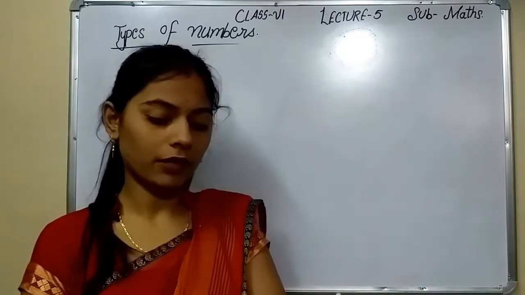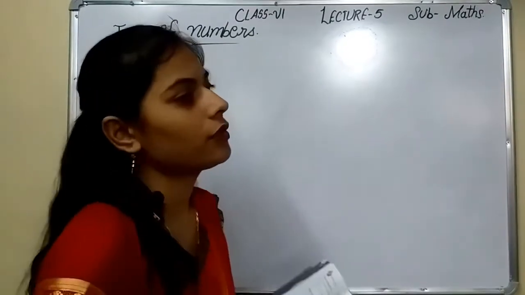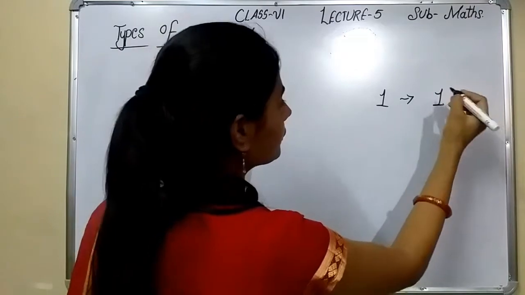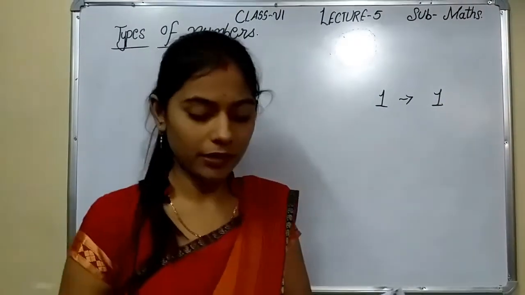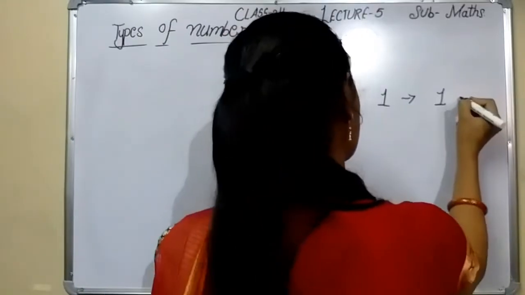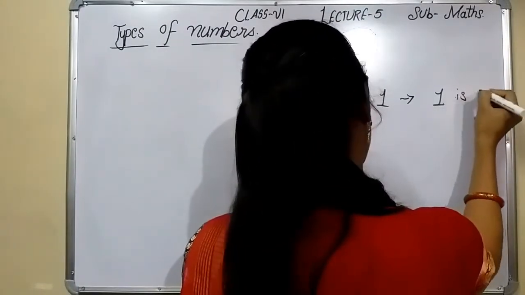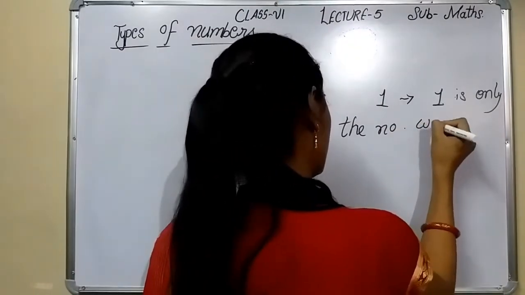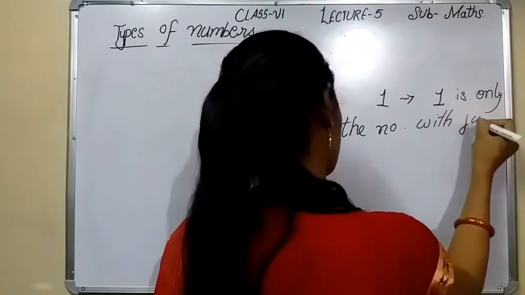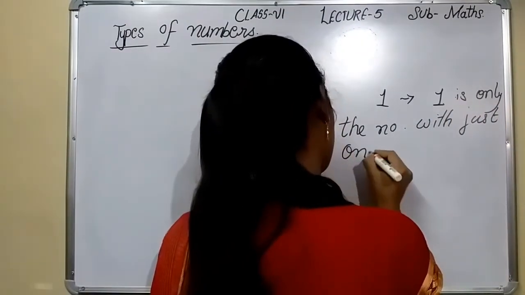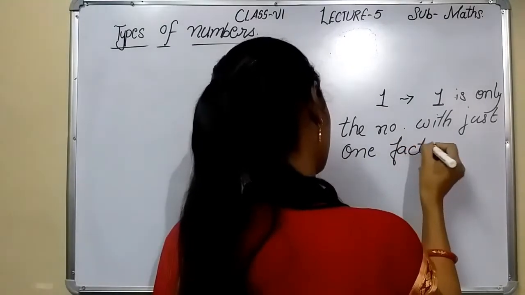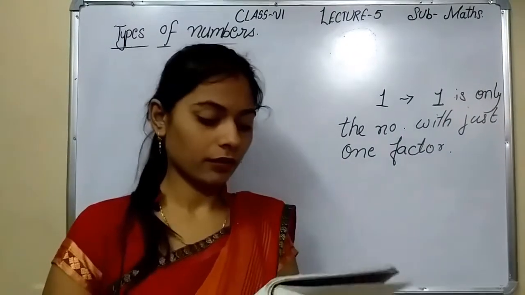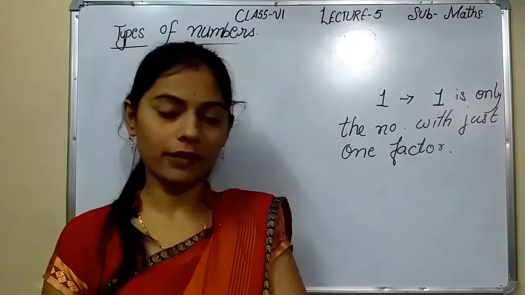There is only one number with just one factor, that is 1. See, as you already know, 1 is the number that has only one factor. It has no other multiple. You already know that 1 is the only number with just one factor.